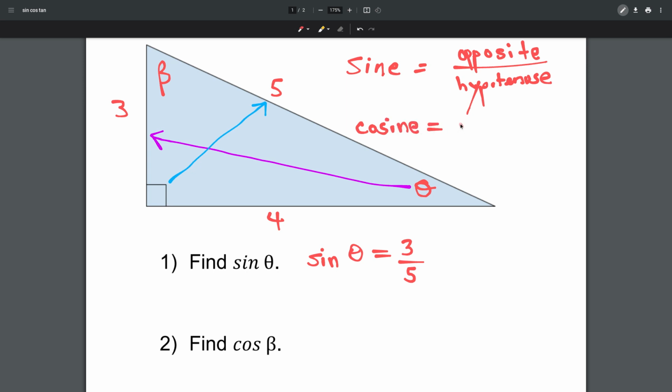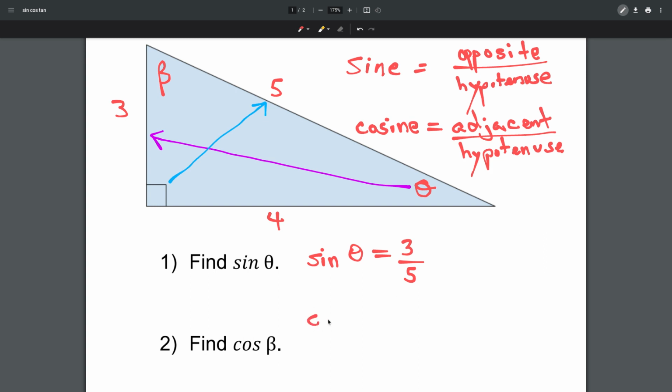Cosine is the adjacent side, we'll talk about that in a moment, the adjacent side over the hypotenuse. So the adjacent side is the side next to the angle that is not the hypotenuse. So let's take a look at the second one.